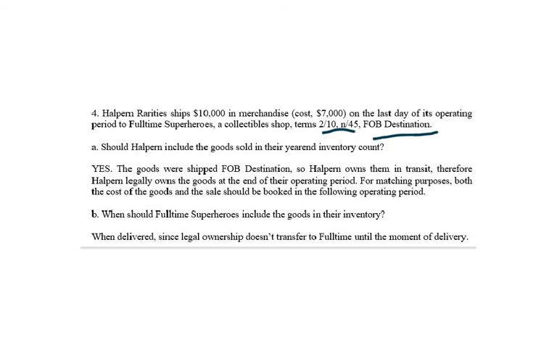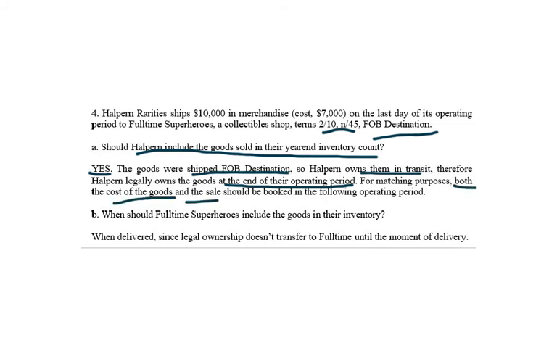So the question is, should Halpern include the goods sold in their year-end inventory count? And the answer is yes. And why is that? Because again, they were shipped FOB destination, so they own them in transit. Therefore, they own them legally at the end of their operating period. So for matching purposes, we would have to do what? Both the cost of the goods sold and the sale should be booked in the following operating period.